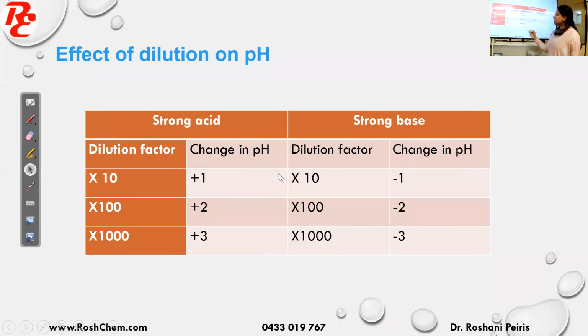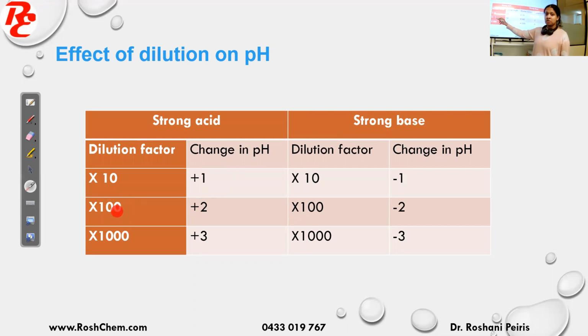Okay, this table shows how the pH changes when you dilute an acid or a base, with the dilution factor. Dilution factor is by how much you dilute. If you do a 10 times dilution, like in the previous case, where you had 10 ml acid and diluted it up to 100 ml, that's a 10 times dilution. The pH will change by 1 unit.